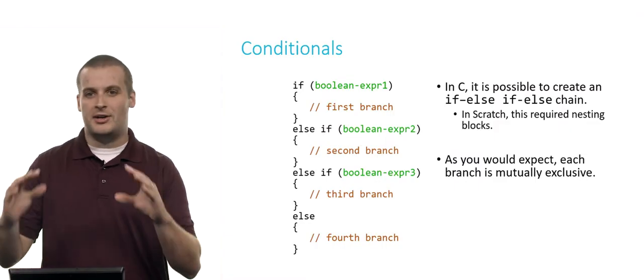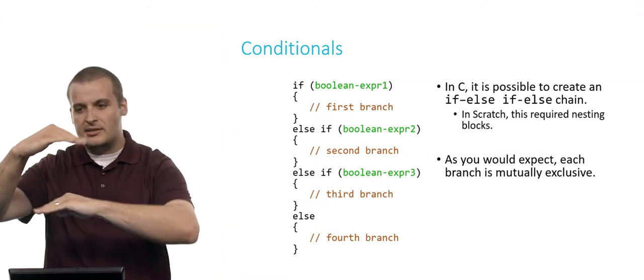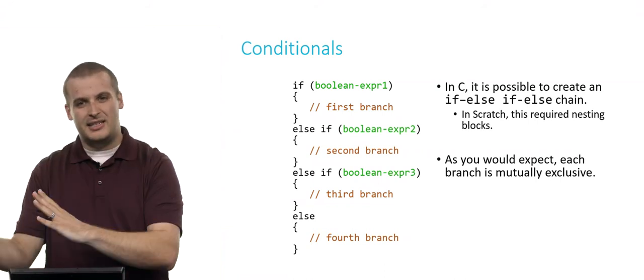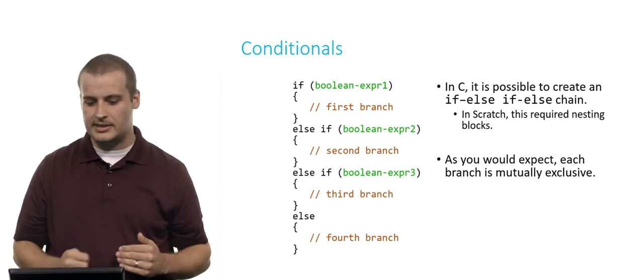In C, it's possible to create an if, else chain. And in fact, you can have if, else if, else if, else if, and so on and so on and so on. In Scratch, this required nesting the blocks. You had an if else, and then you had to put another one inside of the else, and so on and so on. And it got kind of nested and complicated. But in C, we don't have to do that. We can actually just have it be a chain like this.